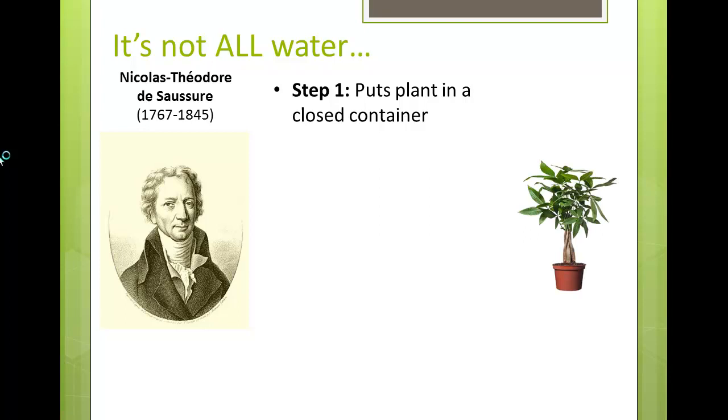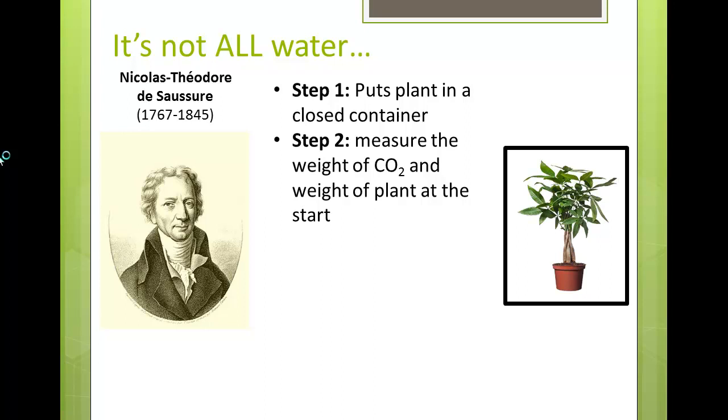He put his lovely plant in a closed container, and he put carbon dioxide in there. Now, he actually lived down the street from a brewery that would give him free carbon dioxide, which is a pretty good deal, if you ask me. So he got carbon dioxide, and he put in an exact amount that he measured, and he weighed the plant, and he weighed the carbon dioxide that he put in the container with the plant. As you can see, this is a little later. We're getting up to the 1800s. We had better equipment where we could do things like that.